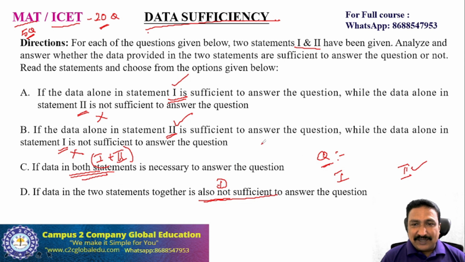Here you should not give the answers to the questions. We only have to decide whether we can find the answer from the given first statement or the given second statement.